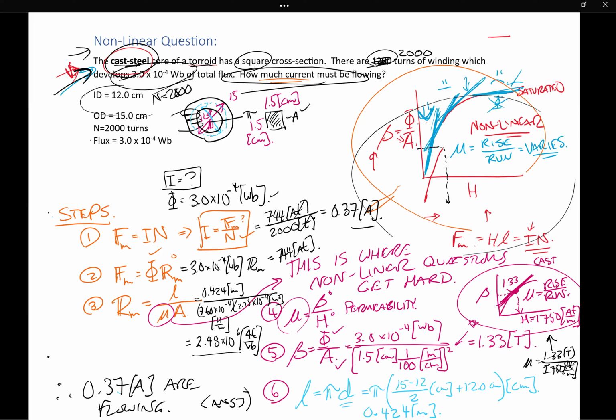So the difference between these two questions is the material. And cast steel says, oh, I have to go and get this BH curve, which makes things difficult. Whereas if it's made out of brass or air, etc., then it's not difficult. It's just the permeability is that of free space.